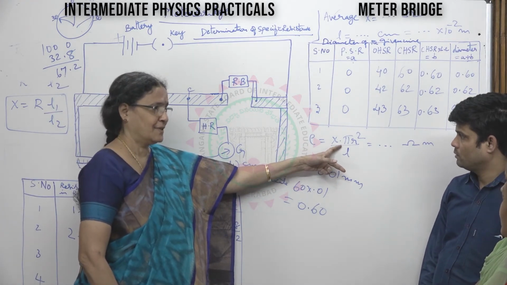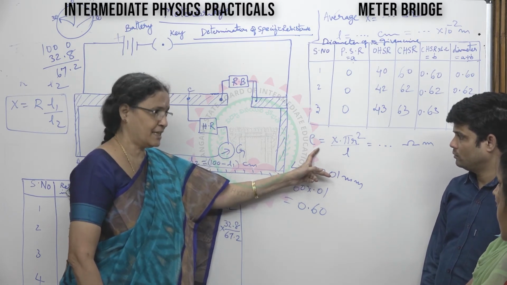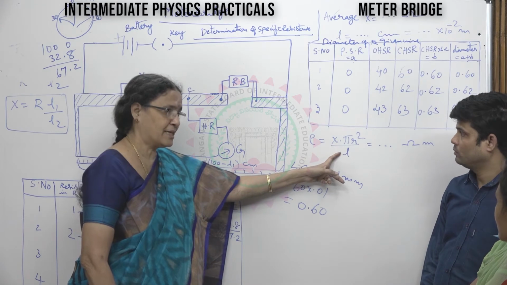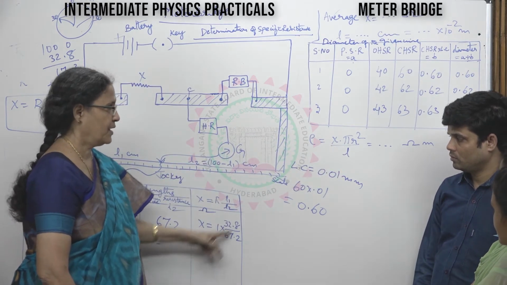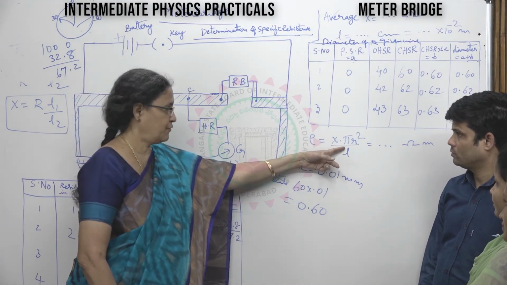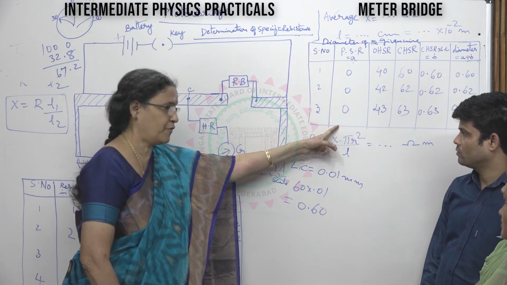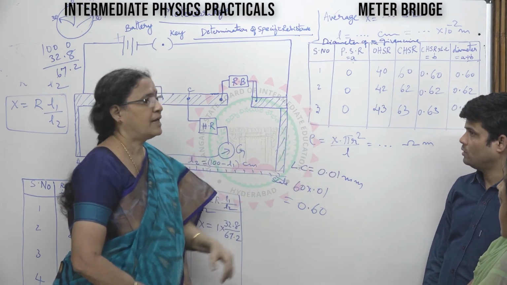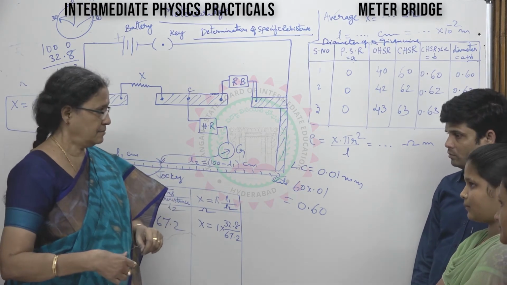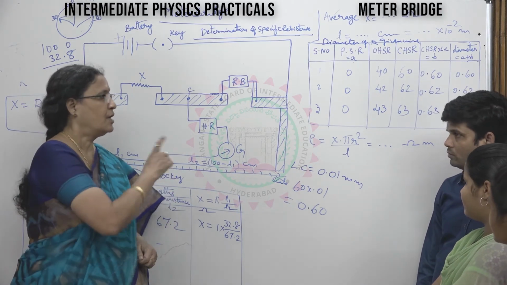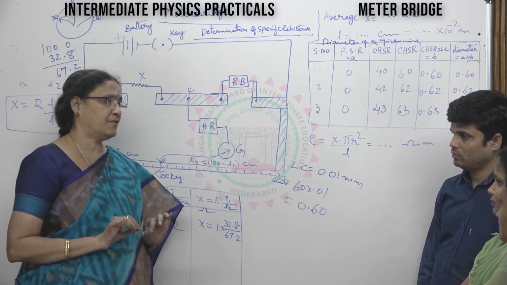Finally, our aim is to determine rho, the resistivity or the specific resistance. This is the formula: rho = X pi r square by L. X is the unknown resistance which you got here, average. Pi is 22 by 7, or 3.14. R is the radius which you determined from the above formula. L is the length of the given wire which you determined by using the scale. After substituting everything, you will get rho, the specific resistance of the material of the given wire.